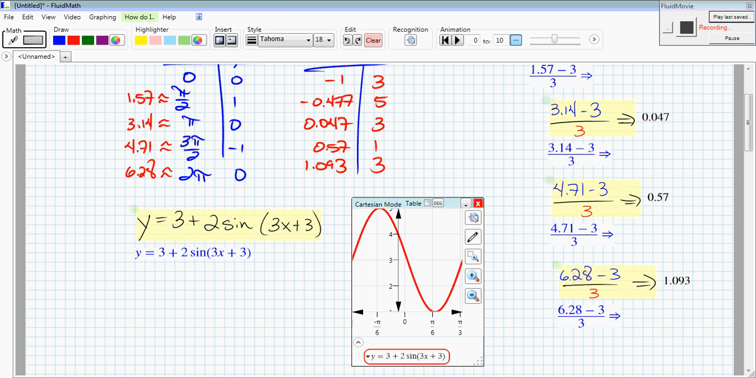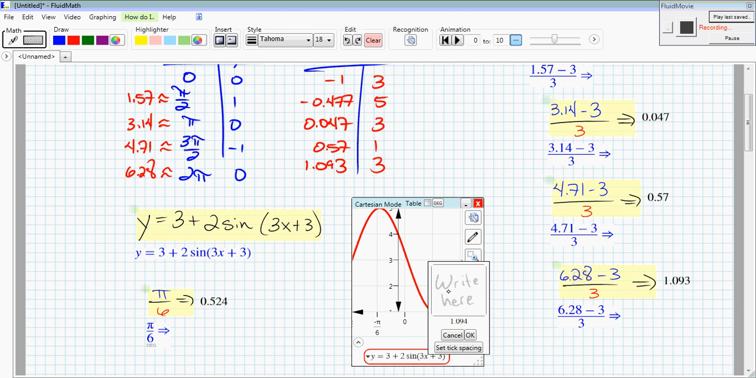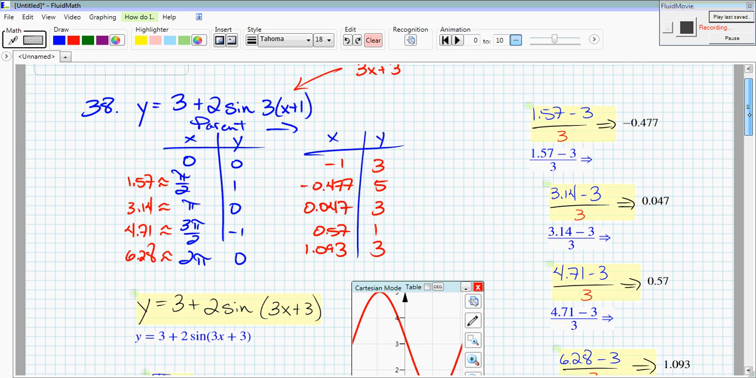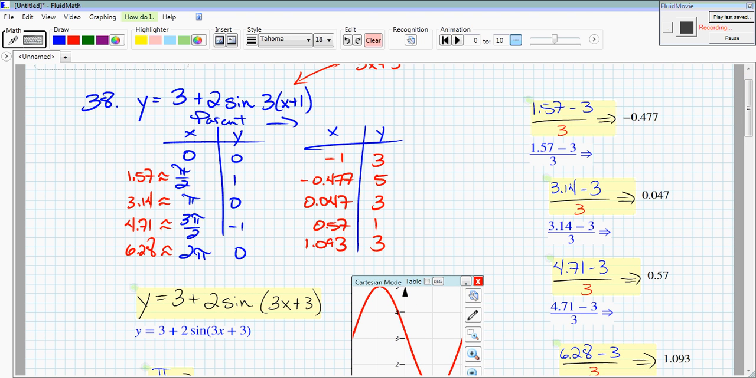Again, let's say we wanted to count by pi over 6. That is a decimal, 0.524, so maybe we try that. Set tick spacing 0.524 and try to force that. Okay, and so the values didn't change. So that's exactly what we should have had. It's close, not exact, just because of decimal errors. But there we do have one full cycle, and hopefully that makes some sense. If not, at least we've started, and we'll clear the rest of it up tomorrow.